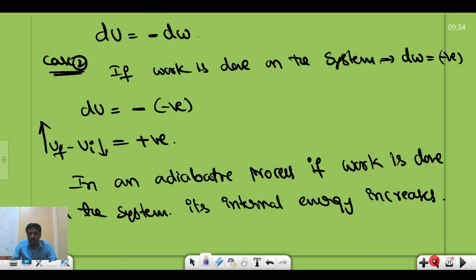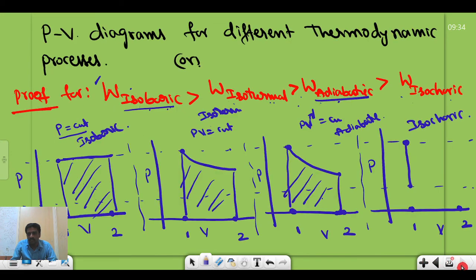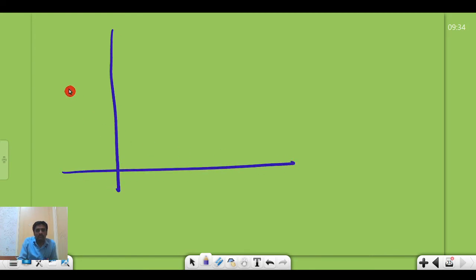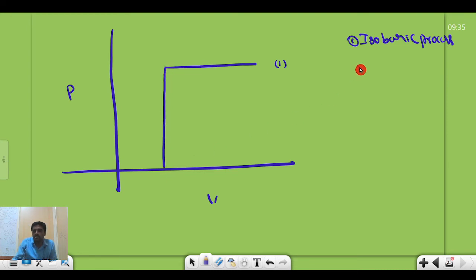Now let me draw all the graphs in a single PV diagram. This is the P axis, this is the V axis. Once again I will start with the easiest one. This is the isobaric process, the first one. Now let me go to another one. This is the isochoric process, where the volume is constant. The second one is the isochoric process.